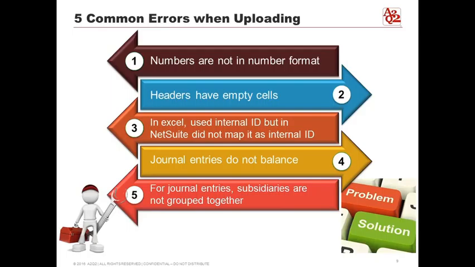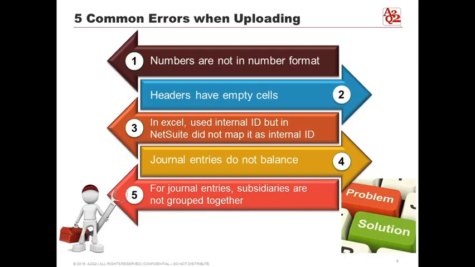and NetSuite recognizes the information and says that the fields aren't populated properly. Number 3, in Excel, you use an internal ID, but in NetSuite you don't map it to the correct internal ID. An example of this is if the subsidiary name is sub1 and the internal ID is just number 1, and you forget to map it during the mapping process. It's a common mistake because the reference names are usually the default and the user forgets to change them. Number 4 is journal entries don't balance.